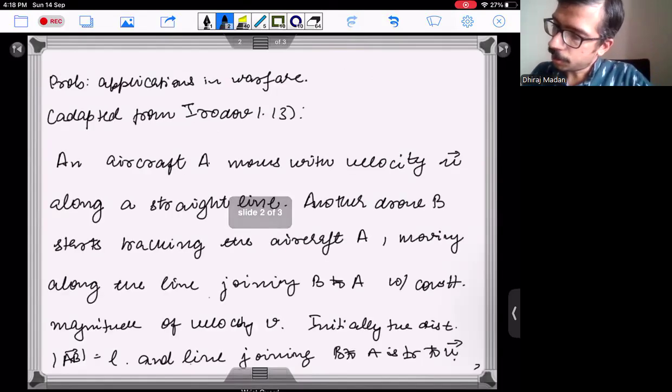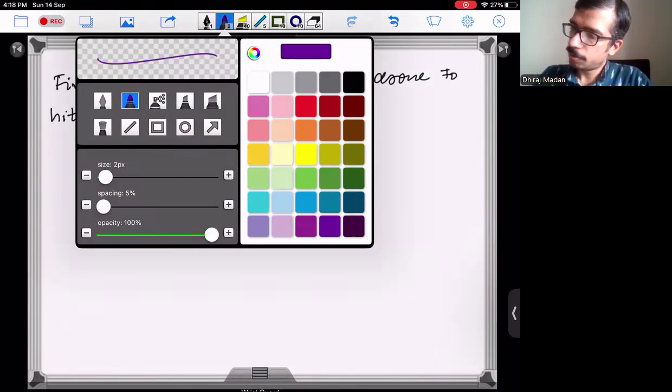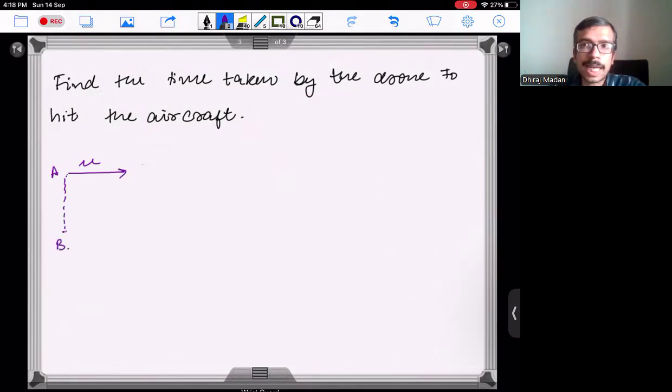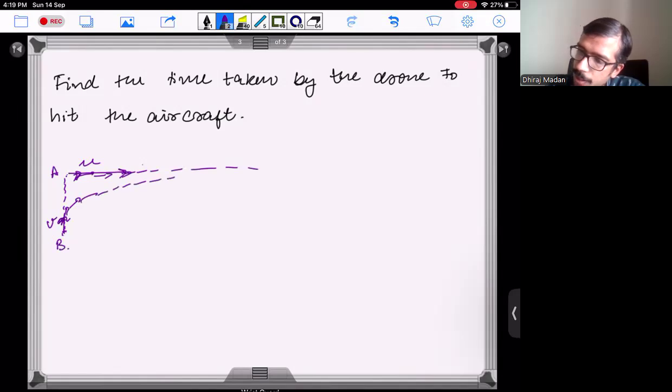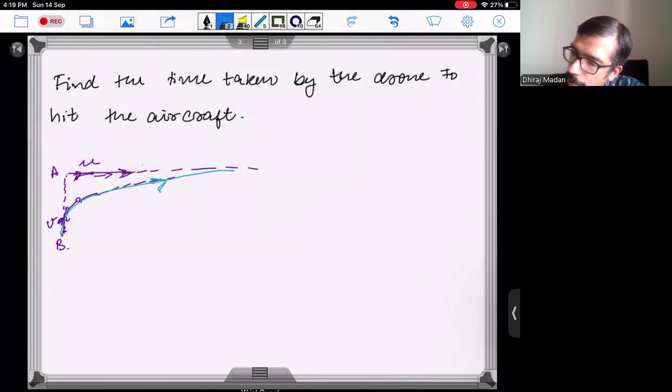So let's look at the question again. Basically the aircraft is moving with velocity u. Let's draw this. We have this aircraft A, which moves with velocity u. And we have this drone which is tracking the aircraft, which initially begins with velocity v towards it. The magnitude remains the same, but it always aims towards A. A is always moving with constant velocity, but once B moves a little, the aircraft would also have moved a little, and B will change its direction. As it moves further, it again changes its direction, and so on. So essentially, we'll see that this drone will follow some curved trajectory and it is going to hit the aircraft at some point.